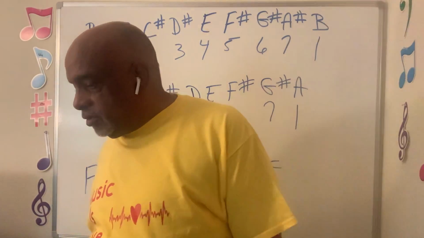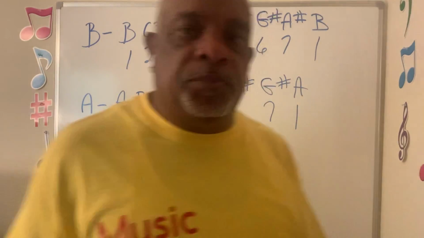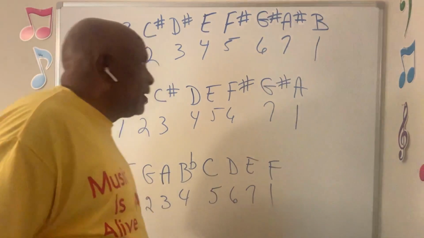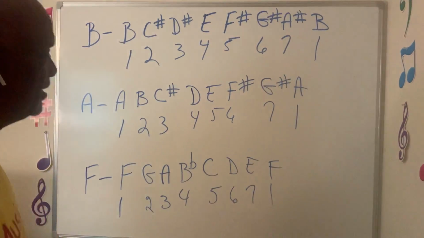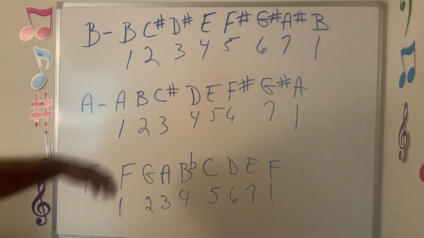So let's get started. We're going to start first with the B major scale. Let's look at it. Let me move out of the way so you can see it. The B major scale, or the key of B, has 5 sharps. All right, let's do the scale.